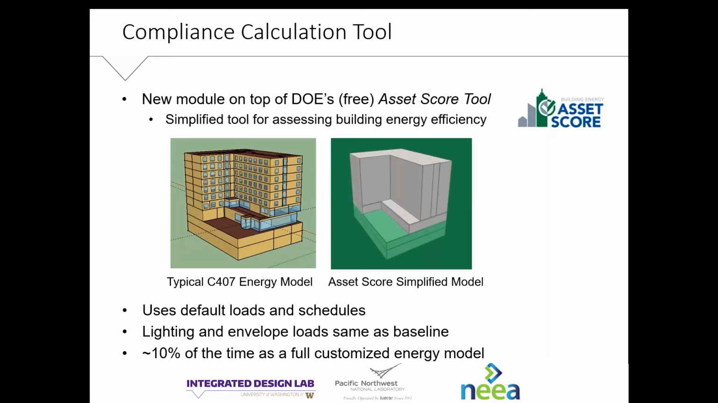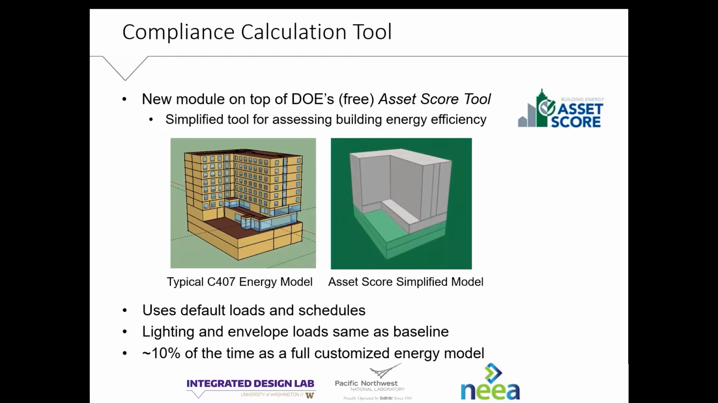The compliance calculation tool, or the TSPR tool, has been developed as a new module on top of DOE's Asset Score tool. The Asset Score tool is a very simplified tool for assessing a building's energy efficiency. As the images show, the Asset Score provides a simplified interface for representing a building geometry in a simplified manner. It also uses default loads and schedules as defined by Washington State Energy Code, which requires the use of 90.1 Appendix C, the loads and schedules defined in Appendix C.